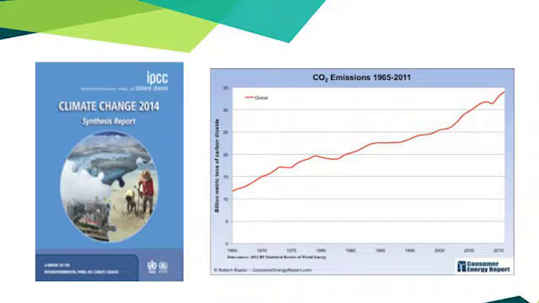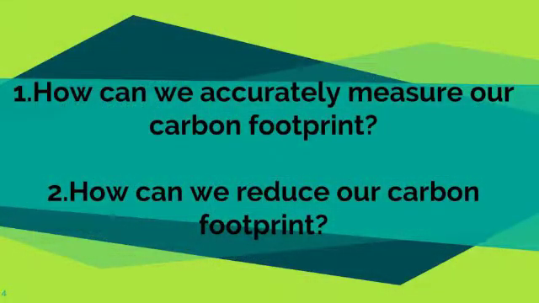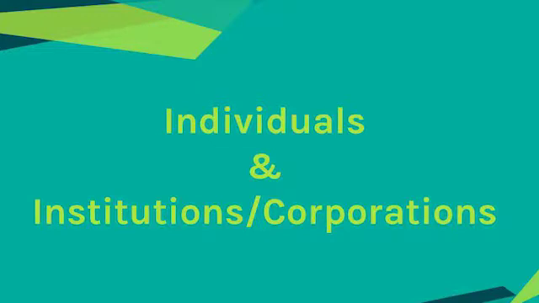As a society, we are emitting carbon at historically high levels into the atmosphere as a result of modernization. The issue and questions that arise are how we can accurately measure our carbon footprints and how we can ensure that they are reduced to minimal amounts. We start by looking at two different groups, which are ordinary individuals like you and I, and institutions such as the government or corporations, who emit a lot of carbon.